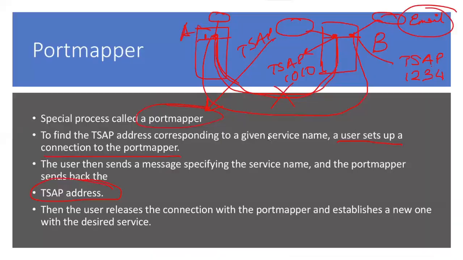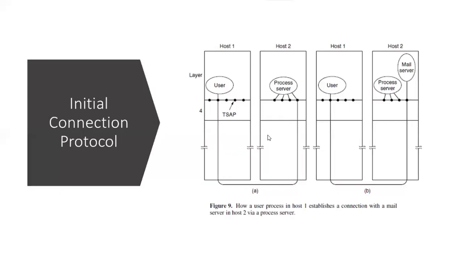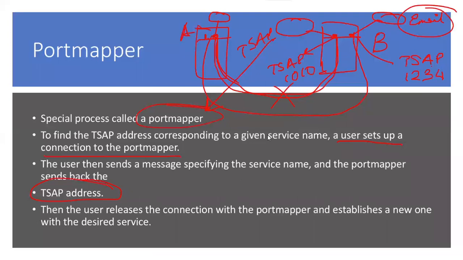Now, in this case, this email service must always be on at this port. At this port, it must be running. Only then can the port mapper give this TSAP. Now, there may be some processes which are running very frequently, and every time there is a request for those processes.